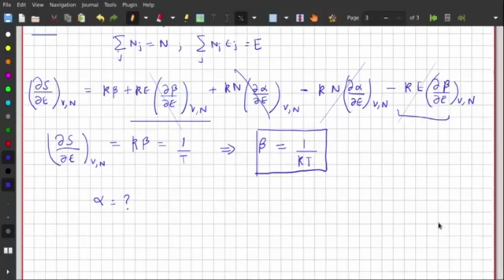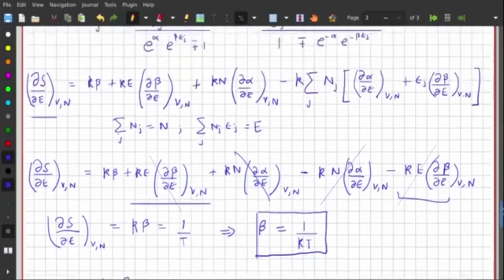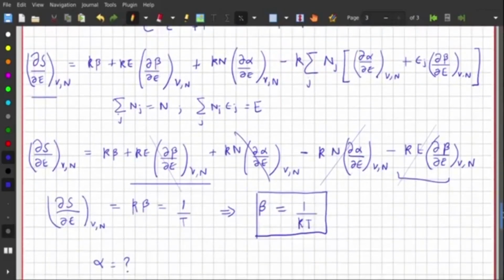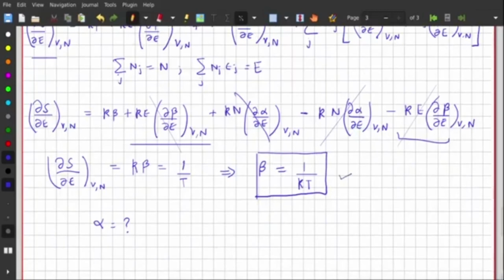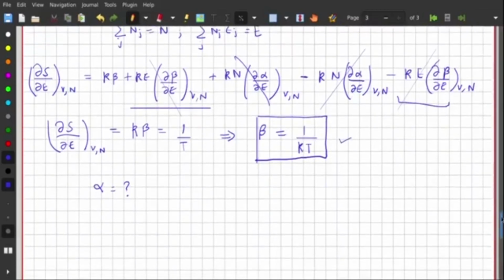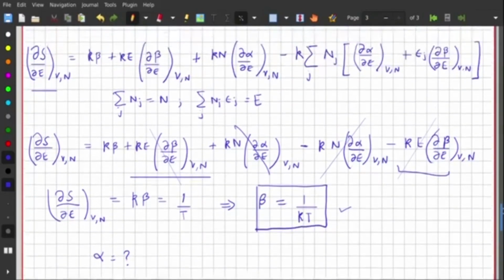Welcome to another problem solving session. In this segment we'll be continuing what we were doing in the previous segment. If you recall, we were computing the Lagrange multiplier. We computed what beta was, and there is another Lagrange multiplier, which is alpha. That is what we will be doing now.